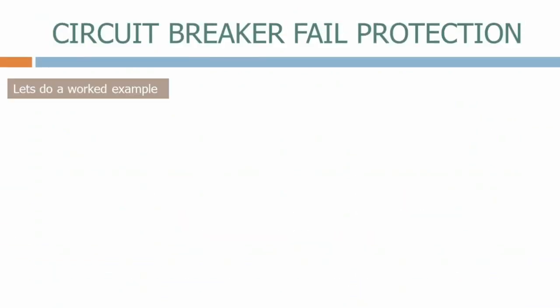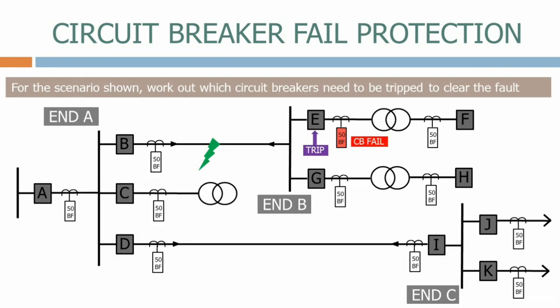Let's do a worked example. For the scenario shown, work out which circuit breakers need to be tripped to clear the fault. Here we have the network from before, with a fault on the feeder connecting end A to end B. We have a circuit breaker failure initiation on circuit breaker E.